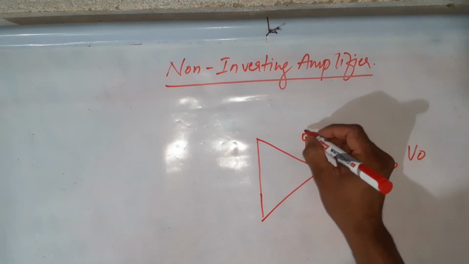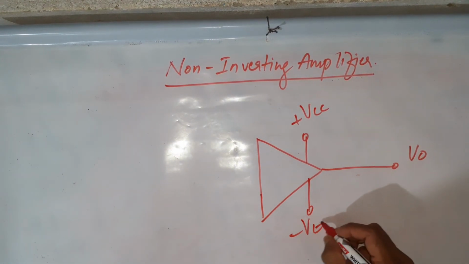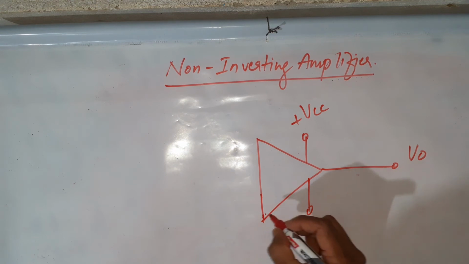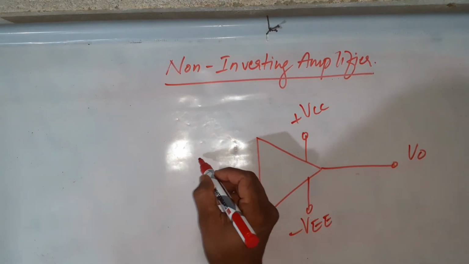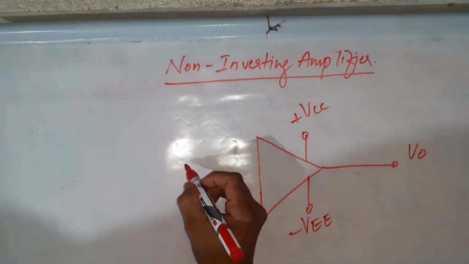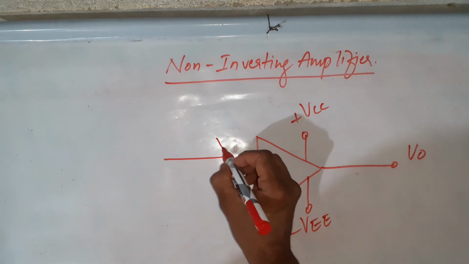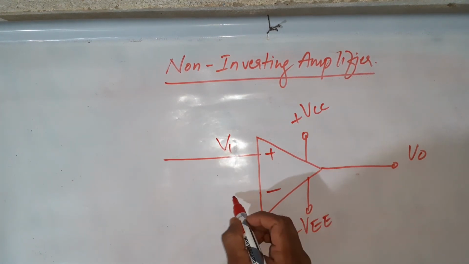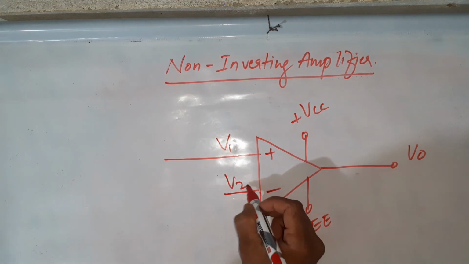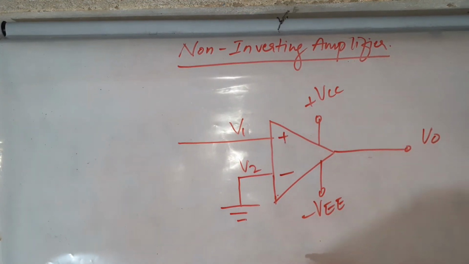Input, plus VCC, minus. So all of you should draw this. Make a habit of putting this plus VCC, minus VEE. Okay. This was your V1, right? Now this is your V2. V2 should be, yes, very good. V2 should be grounded. And what about V1?